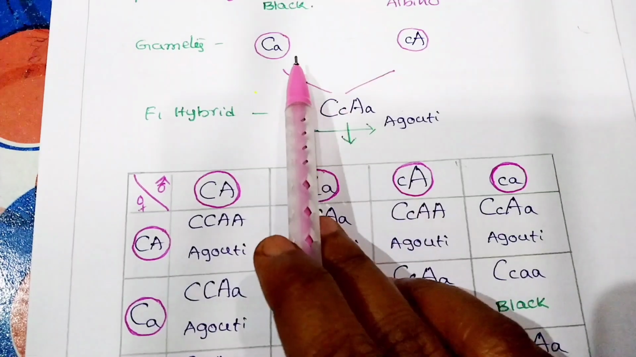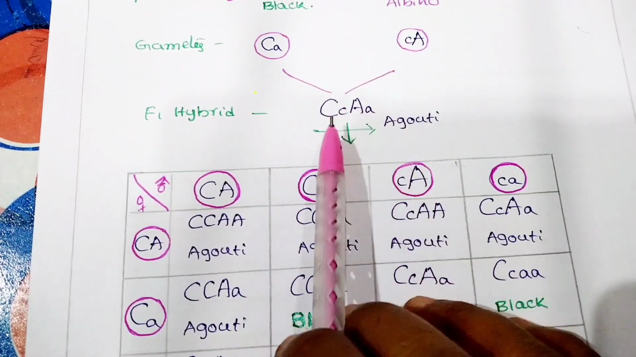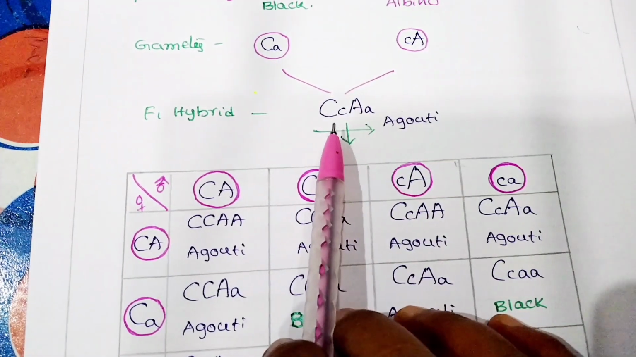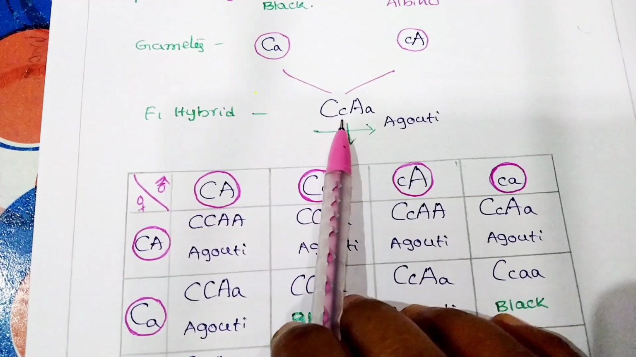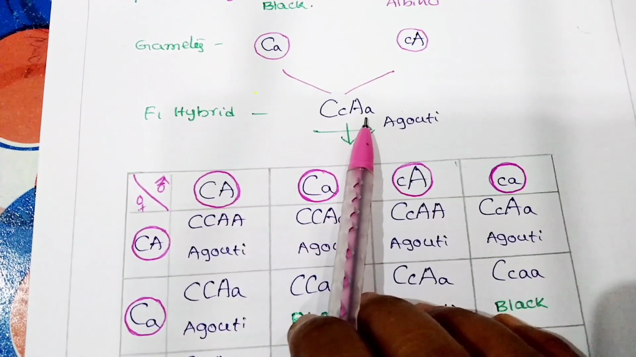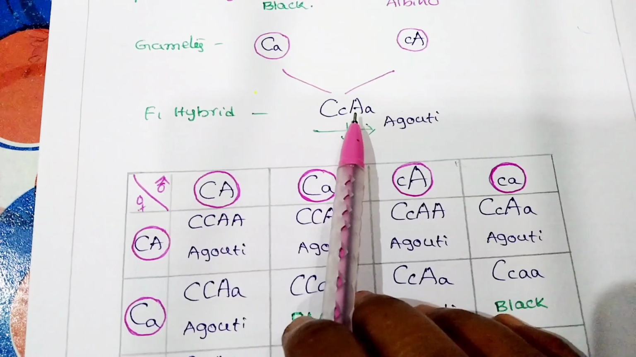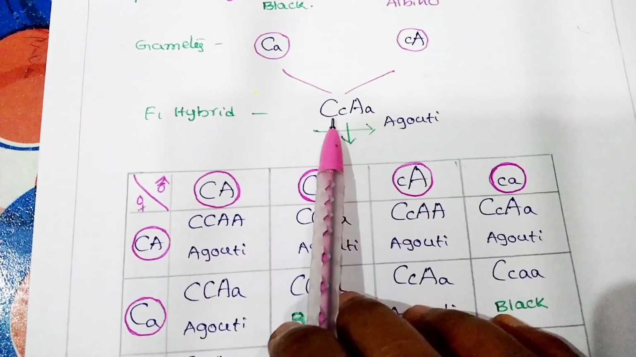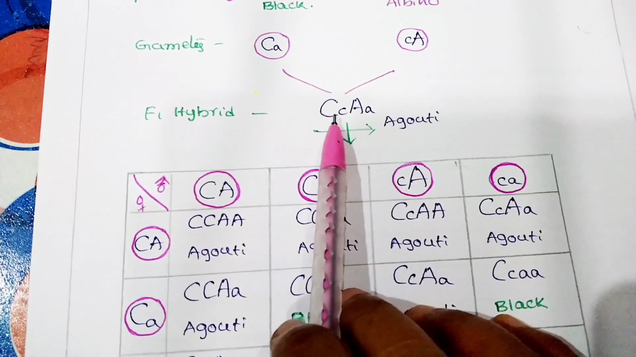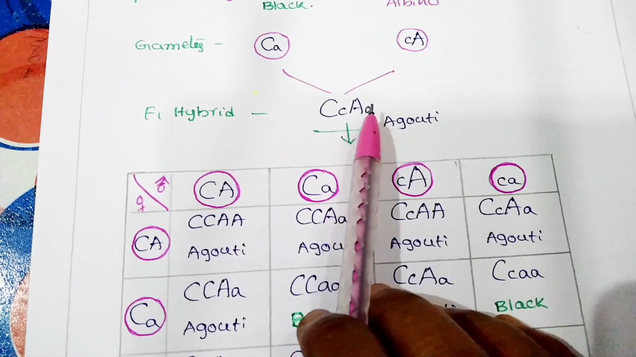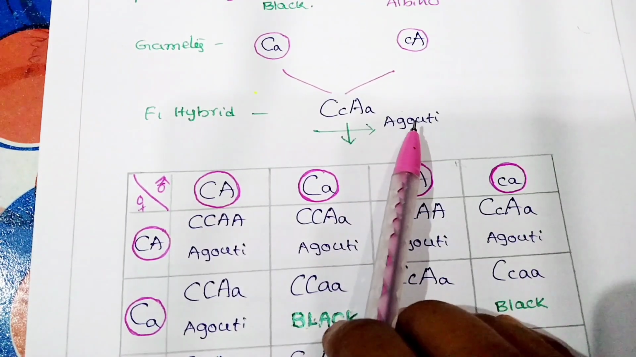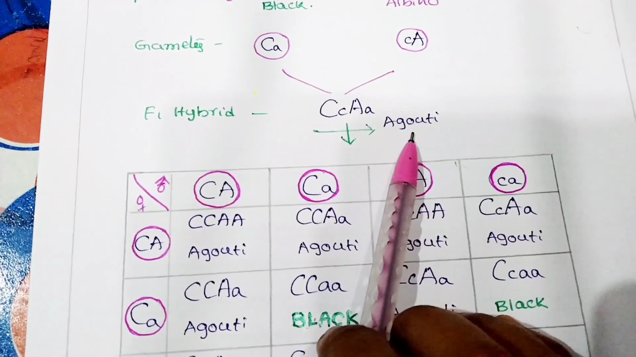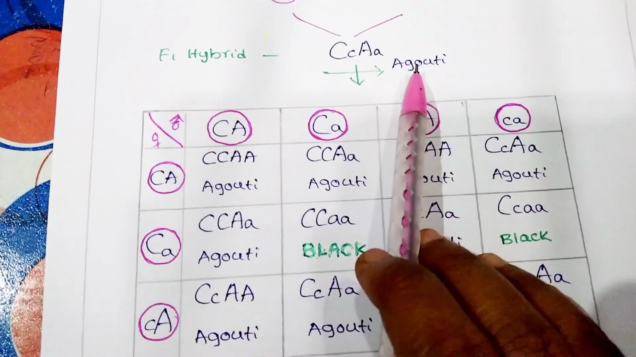When they produce gametes, they will fuse to form the F1 hybrid. The F1 hybrid has the genotype capital C, small c, capital A, small a. Look at this. Observe carefully. Here two genes are present. When the two different genes come together, they will produce a different kind of expression. They will give a different coat color, agouti. So F1 individuals all have agouti.